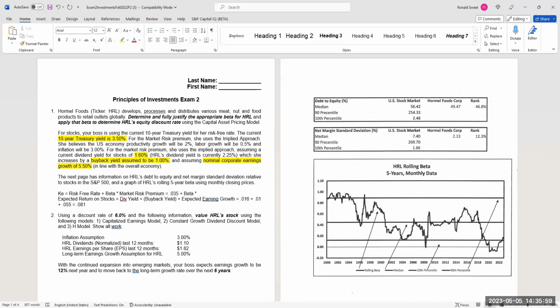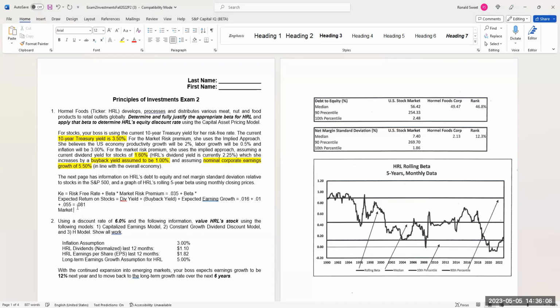And so in this case, since 8.1 is your expected return on stocks, then we know that the market risk premium is going to equal the expected return on stocks minus the risk-free rate, which equals, in this case, the 8.1 minus 0.035. And so your market risk premium is 0.046. So we've got the risk-free rate and we've got the market risk premium. So now we just need beta.